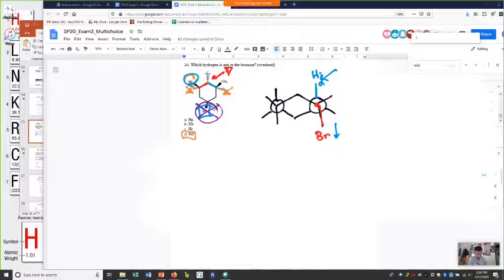The methyl technically would be out here. There would be that CH3. HC is here. HA is virtually impossible to draw on there, but it's right there. And then HB is out there.